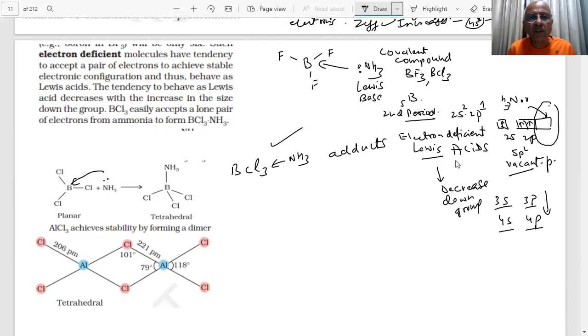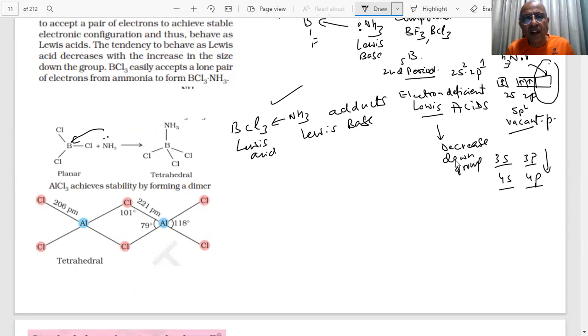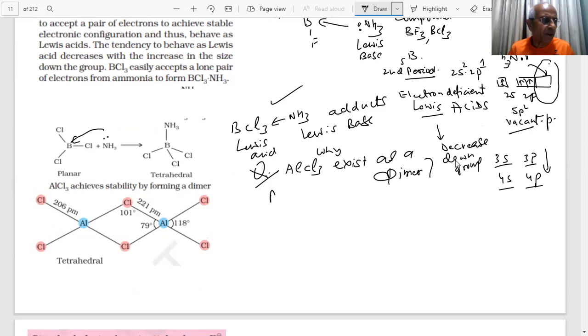Okay, Lewis acid and Lewis base, student. As you go down the group, the size is increasing, and in fact, that is the reason, student, you know that AlCl3 exists as a dimer. Question was there in the paper. Why does AlCl3 exist as a dimer, student? What is your answer? What is your answer, student?